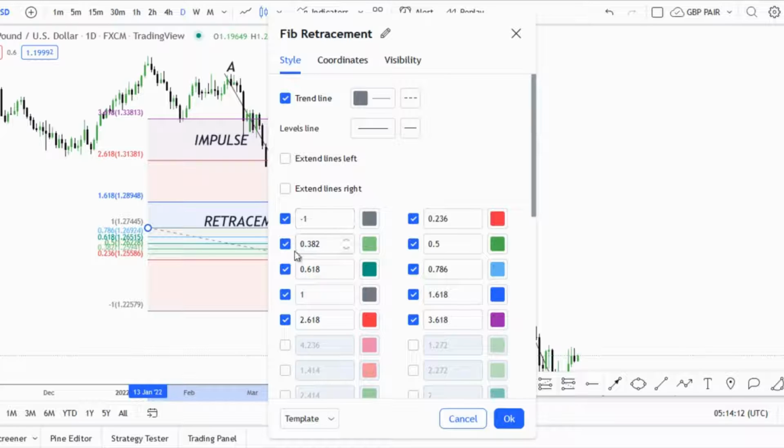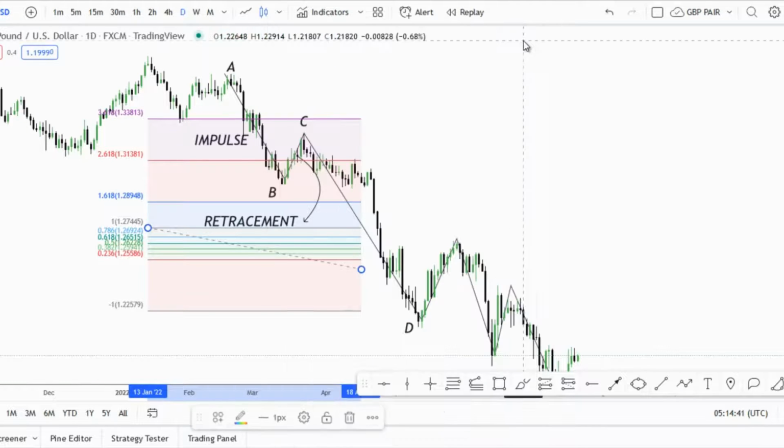We have 1, we have 0.83, we have 0.618, we have the 0.5 and 0.78. Those are the most critical levels that you use. But like I said, it depends on the mentor you are following, who will inform you of the level you should stick with. I don't advise you to use more than one level. Pick a particular level you want to use, and then stick with that level.